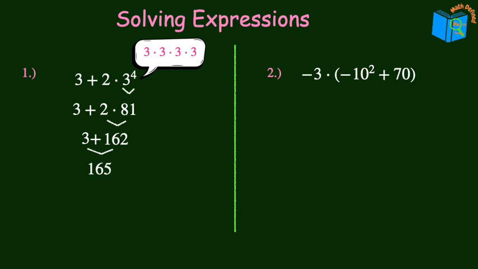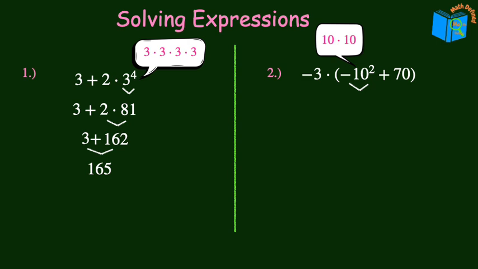Moving on to problem number 2, we have negative 3 times the quantity negative 10 squared plus 70. We need to solve what is in the parentheses first. And then within these parentheses, we need to simplify the exponent first. Remember, when working with negatives, you need to ask yourself, what is the base? The number 10 is next to the exponent with no parenthesis between them. So only the 10 and not the negative sign is squared.